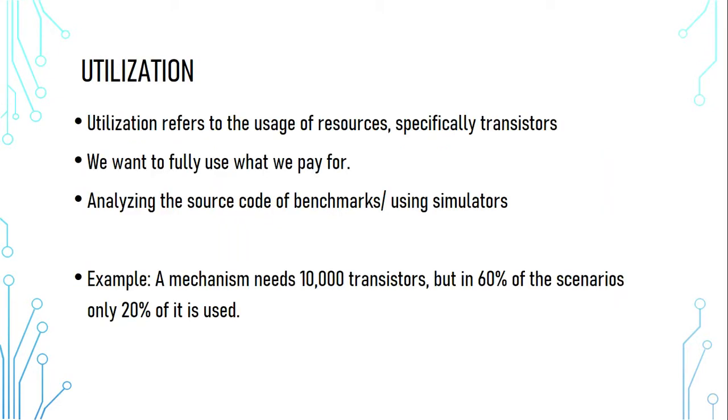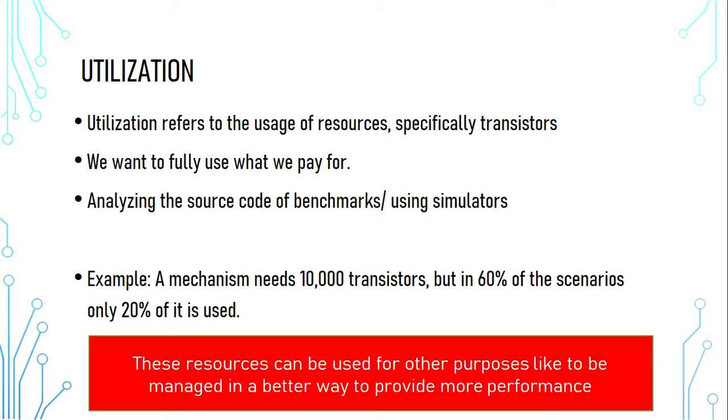Utilization refers to the usage of resources, specifically transistors. We always want to fully use what we pay for. We can measure the utilization of a structure or architecture by analyzing the source code of benchmarks that we are going to run on processors to evaluate their performance, or simply using simulators. Let's assume a mechanism that needs 10,000 transistors, but 40% of the time it's not used at all, and in the remaining 60% only 20% of it is used. So it's too inefficient.